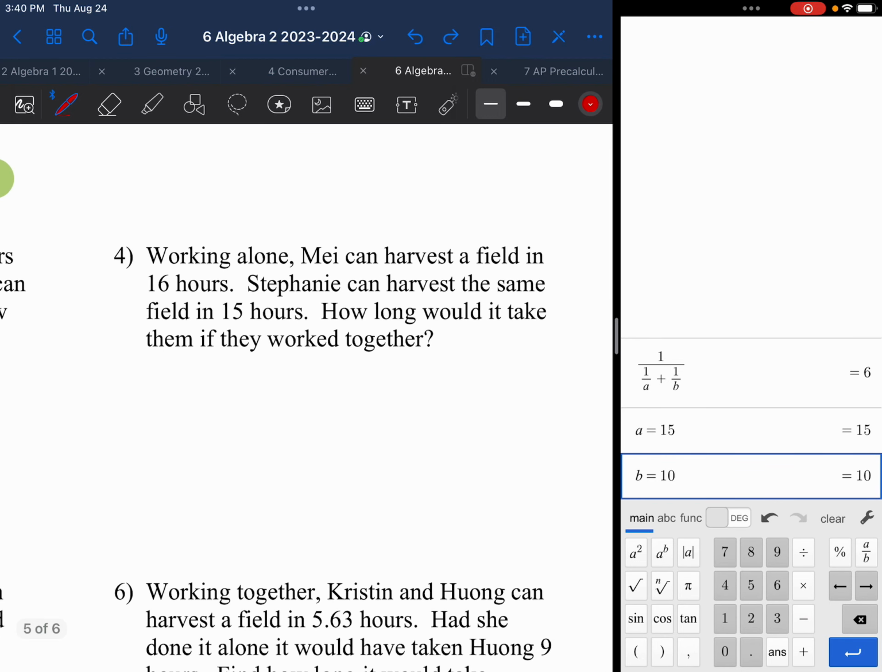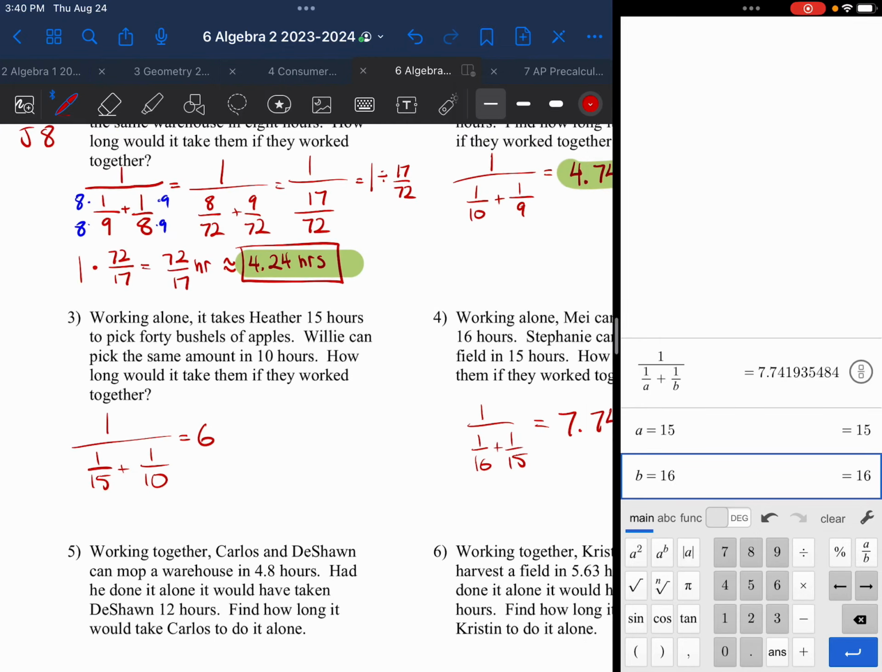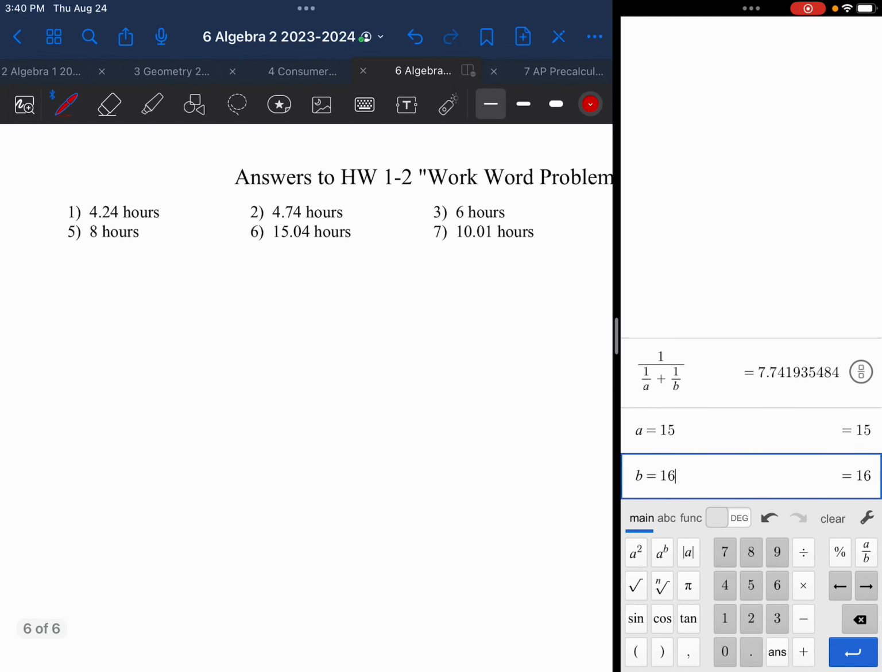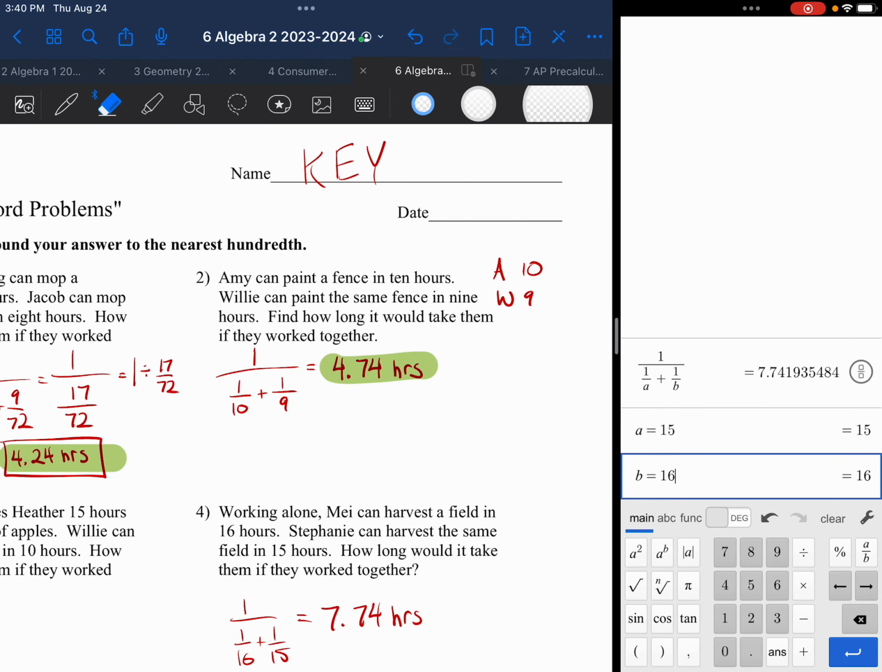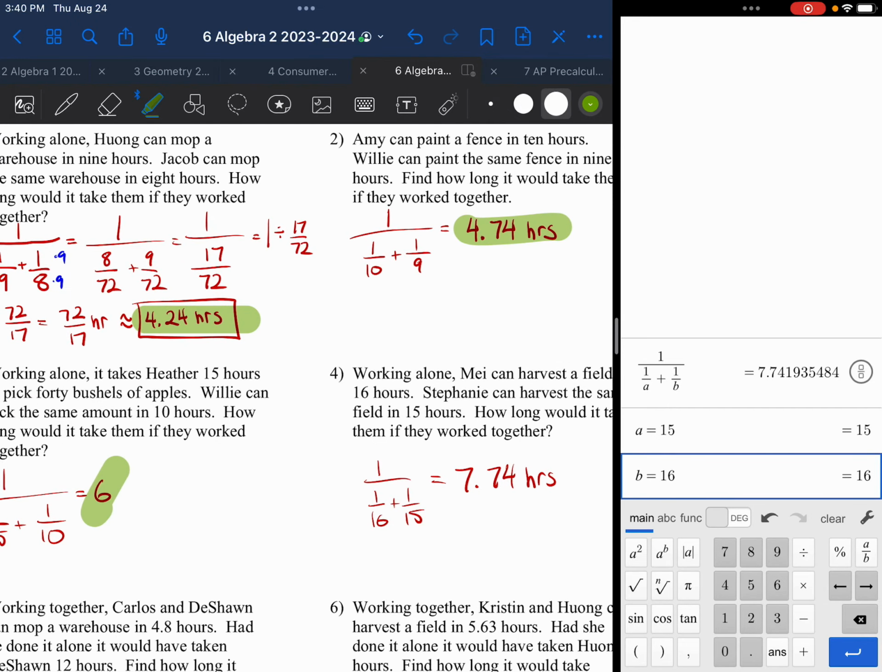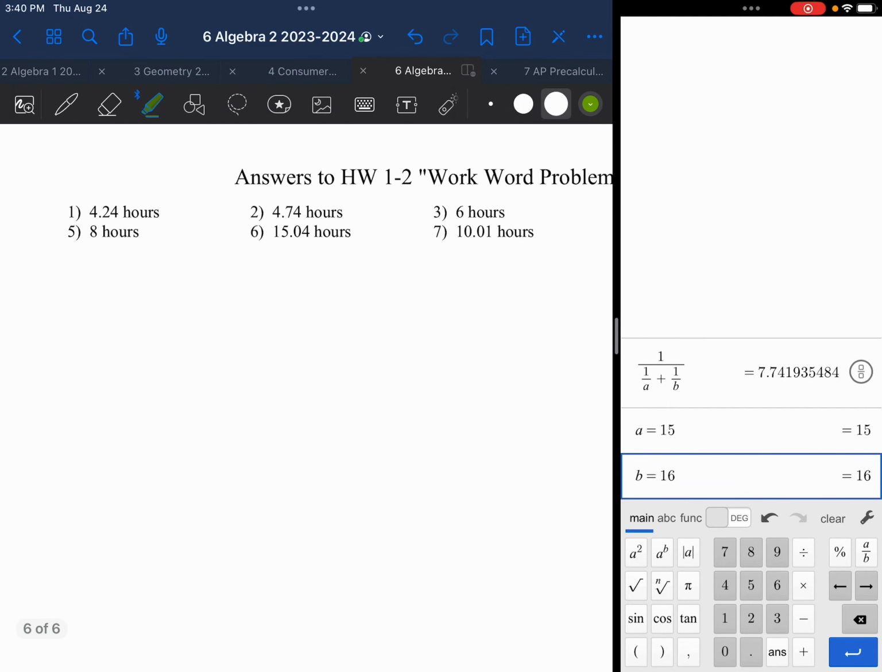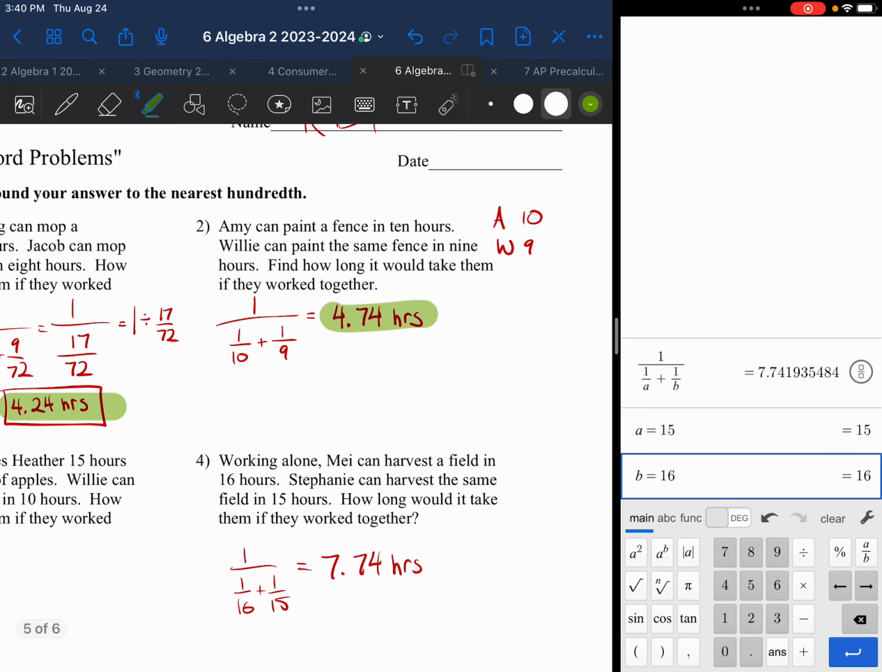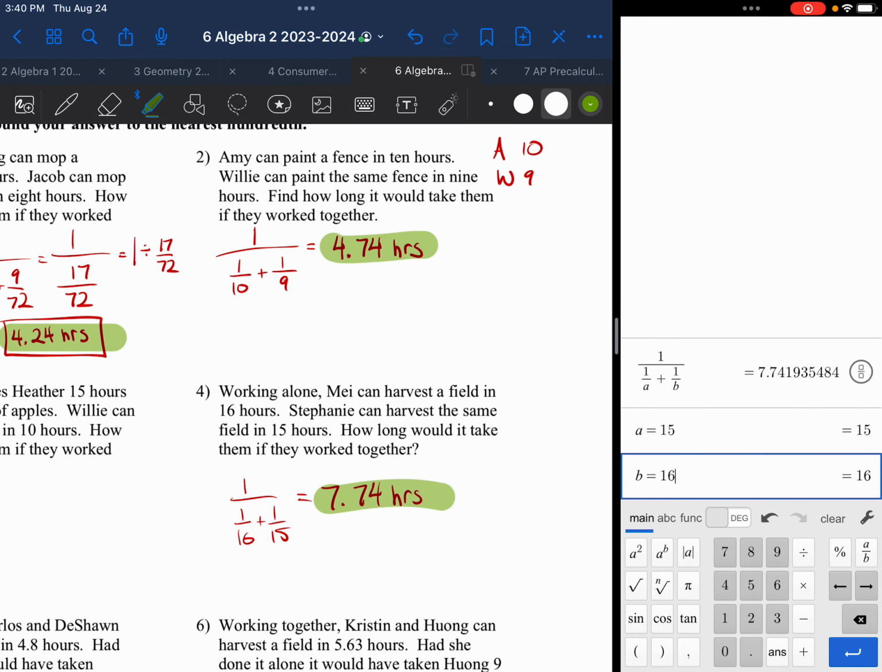Let's try number 4, using a calculator. Set up the formula. It's going to be 1 over 16 plus 1 over 15. And I just come over here and I enter the second number as 16. And I get my answer as 7.74 hours. I didn't check my work for number 3. I'll do that now. Is the answer 6? It is 6. So I got that one correct. Come down here and highlight that one. And then what about for number 4? 7.74 hours. I got that one correct.